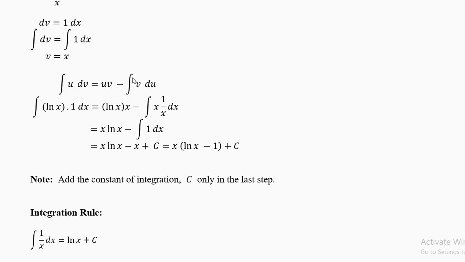Minus integral v du. V is how much? x. Du is 1 by x dx. This x will cancel, you will get minus integral 1 dx. Integration of 1, even this 1 there is no need to write. Integration of dx is x. There is a minus sitting out. Your answer is x ln x minus x plus c. You can take x common, you will get x into ln x minus 1 plus c.